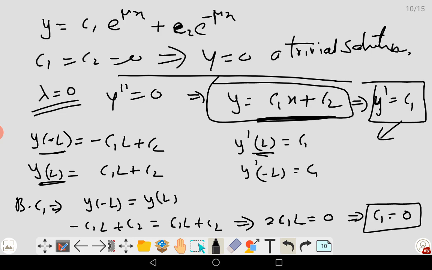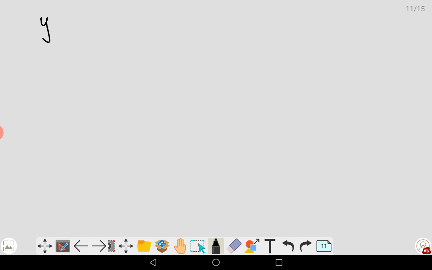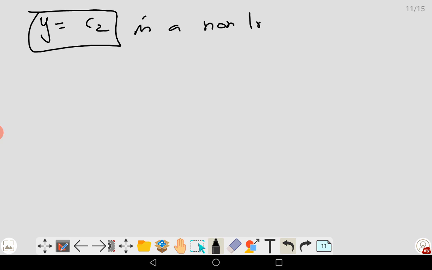Okay. And second boundary condition. These two are equal. That will give you y prime of minus L is equal to y prime of L. C1 is equal to C1. There is nothing. So the only result is C1 is 0, not about C2. So in the solution, we substitute C1 is 0 here. Therefore, what is your y? Y is C2, because C1 is 0.